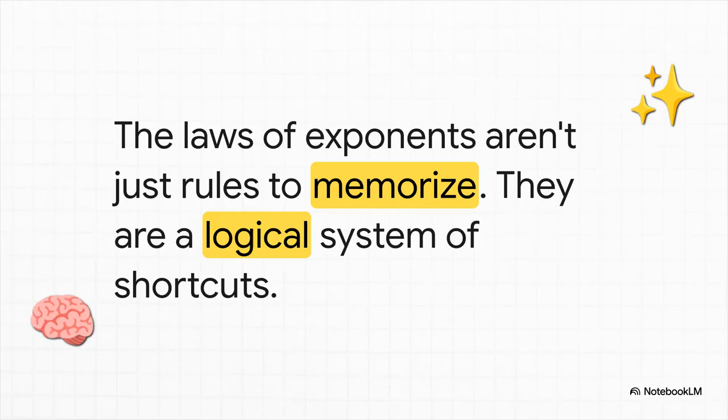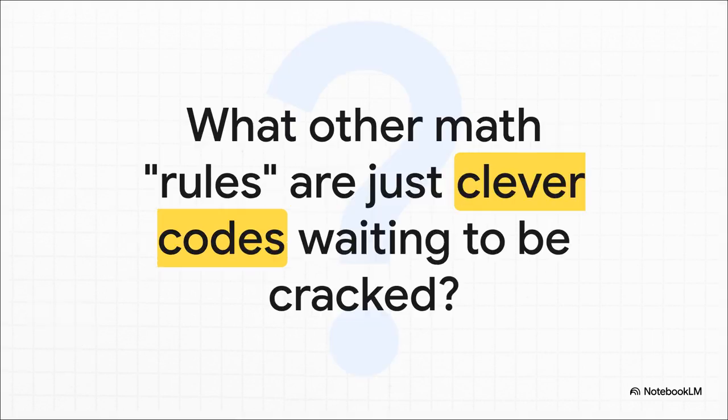That is the power of knowing these shortcuts. So here's the main takeaway, the thing I really want you to remember. The laws of exponents, they aren't just some random list of rules that you have to memorize. They're a really elegant, totally logical system of shortcuts, where every single rule connects to and proves the others. So from now on, whenever you see some rule, I want you to challenge it. Don't just memorize it. Ask yourself, okay, what's the shortcut here? What's the clever code that's just waiting for me to crack?